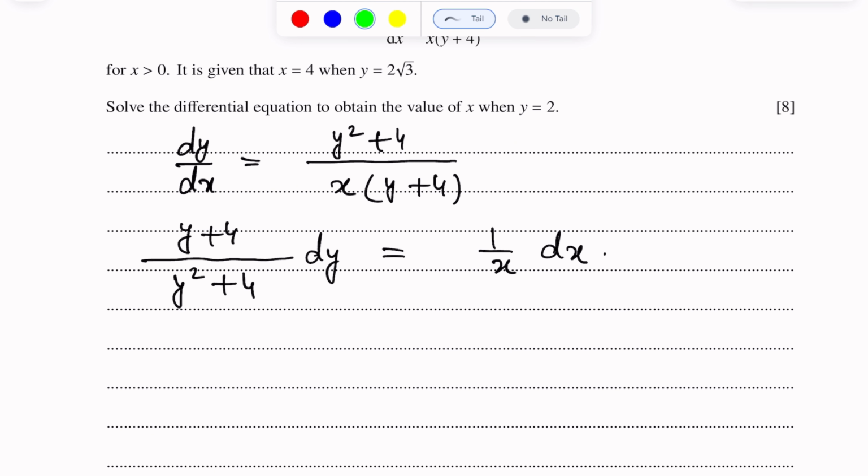Next, the second step is to integrate each side with respect to the corresponding variable. Clearly, the terms involving y are on the left hand side, so with respect to y we will integrate this. On the right hand side, the x terms, we will integrate with respect to x. So we integrate each side.